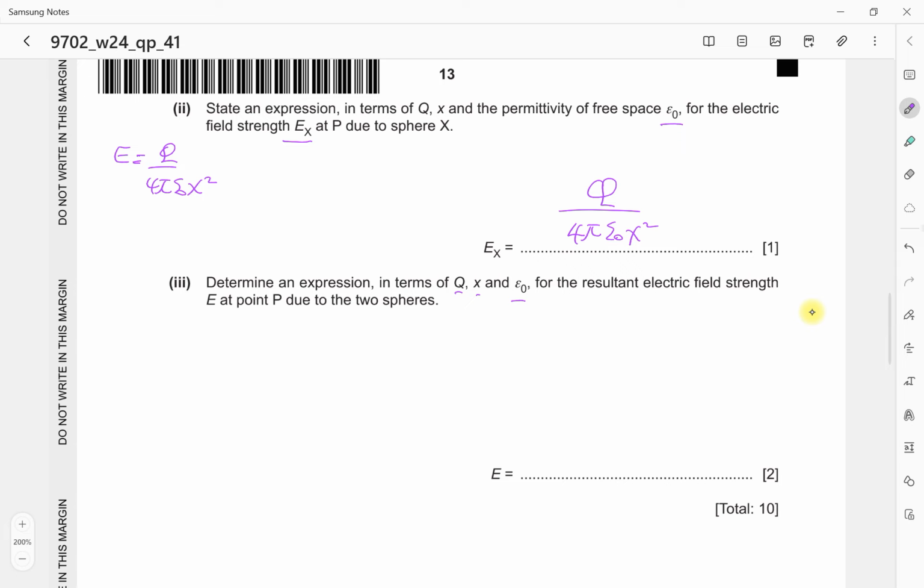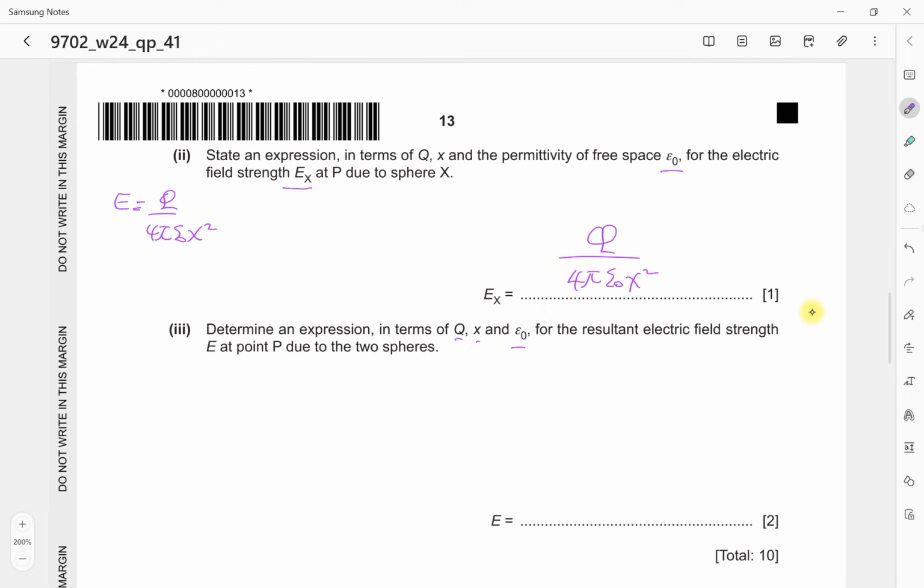Okay, so because I've already said one is positive, one is negative, it means the electric field strength is in the same direction. Because our potential was 0 at P, the electric field strength cannot be 0. So the electric field is in the same direction. So we are just going to add up.